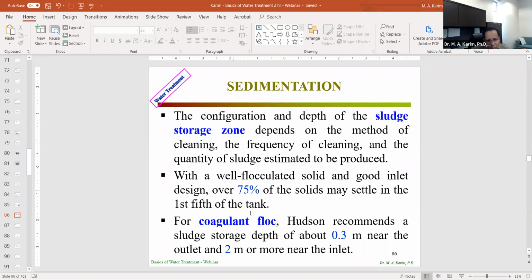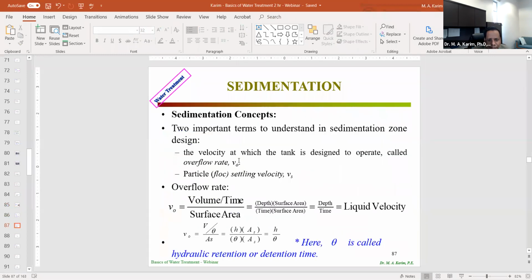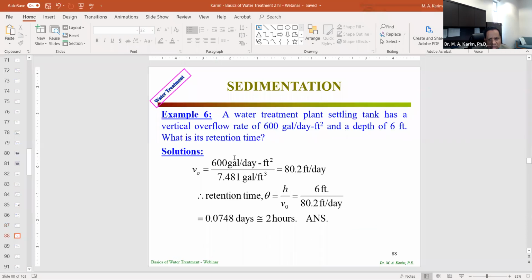Then the sludge zone and coagulation floc. For the sludge zone, we have to provide a depth during the design process. I'll show you an example if we have enough time. There are more ways to calculate the overflow rate based on the depth of the water and the hydraulic retention time. This is the hydraulic retention time, theta. H is the depth of the water, V0 is the overflow rate. Here is another example problem of how to calculate the detention time from the depth of the water and the overflow rate, and ultimately it was 2 hours.